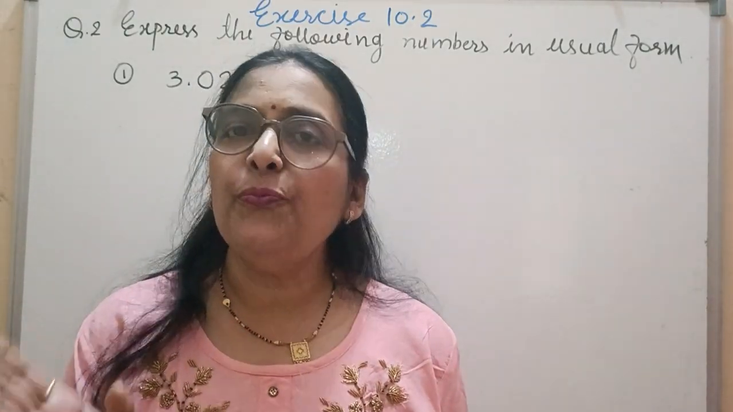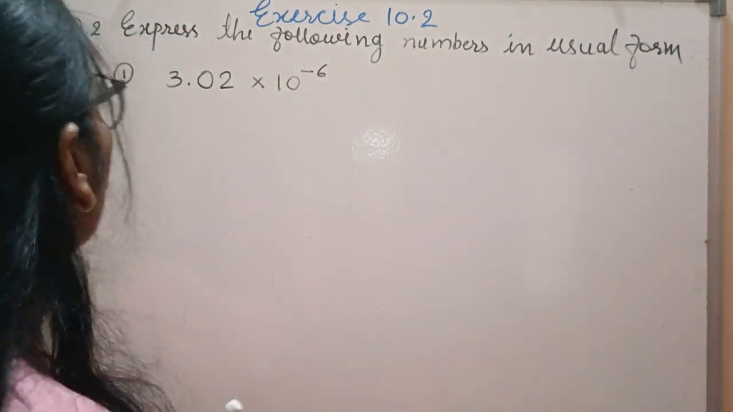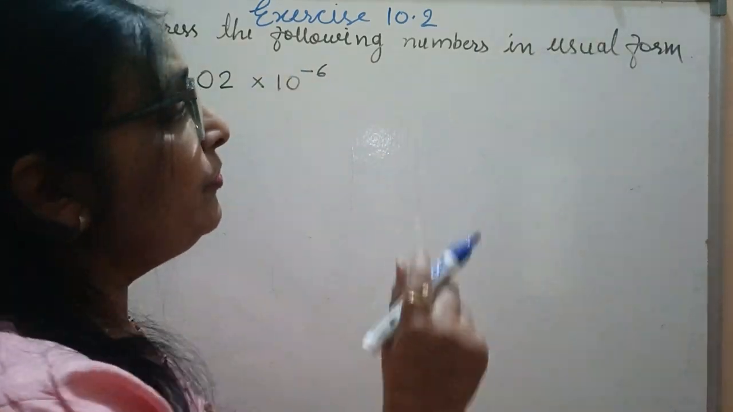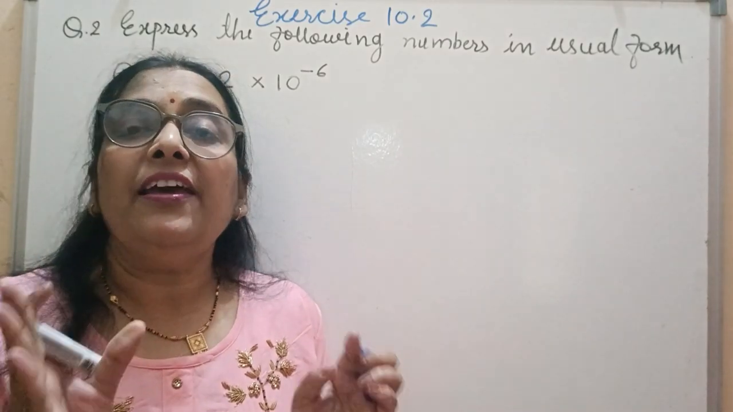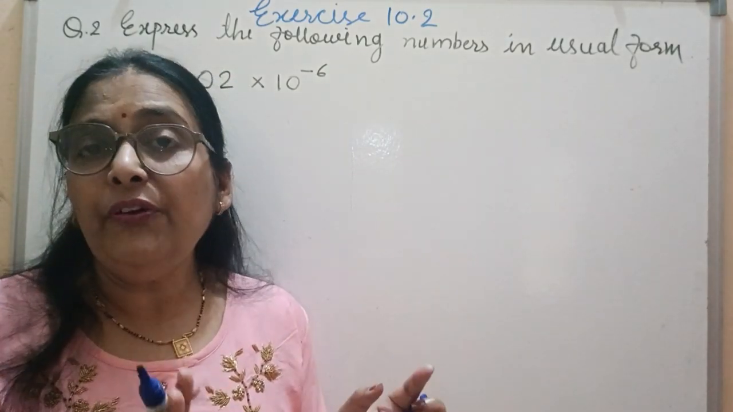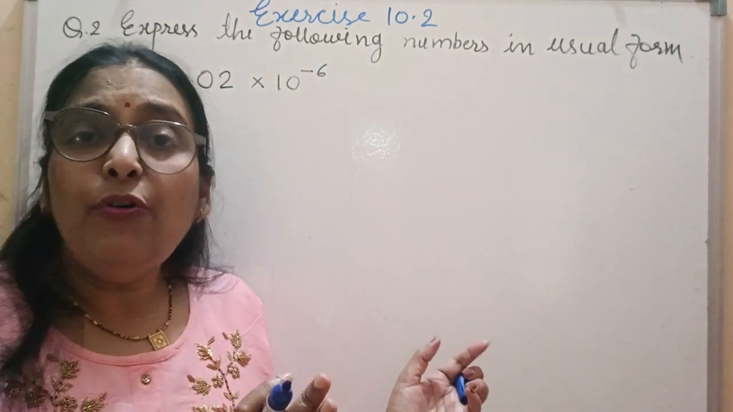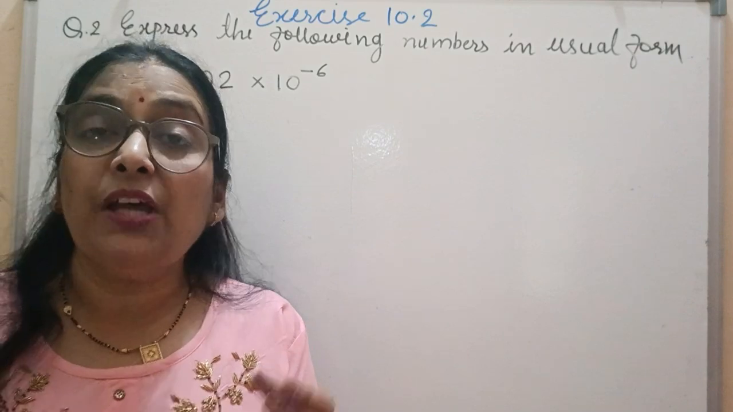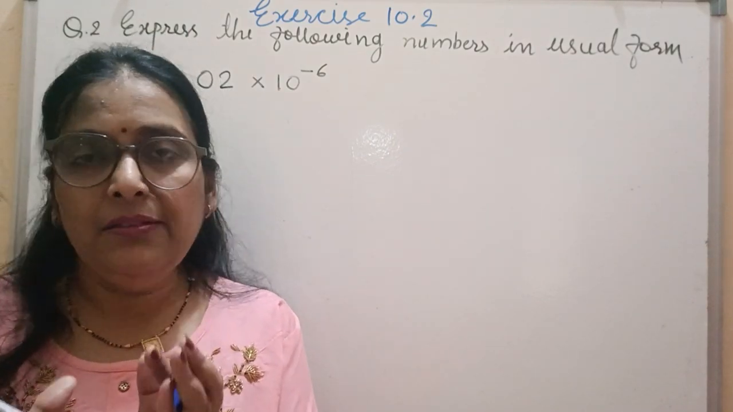Again we will start with exercise 10.2 question 2. What is given in question 2? Express the following numbers in usual form. What we had done in question 1, we had expressed the given number into the standard form. In usual form it was given and we changed that into the standard form, that means in a short form, in simple form, isn't it?